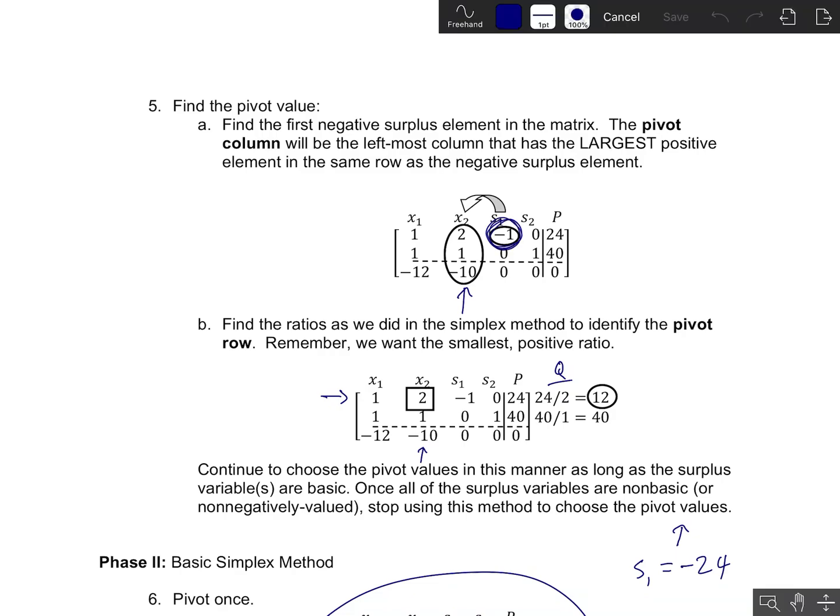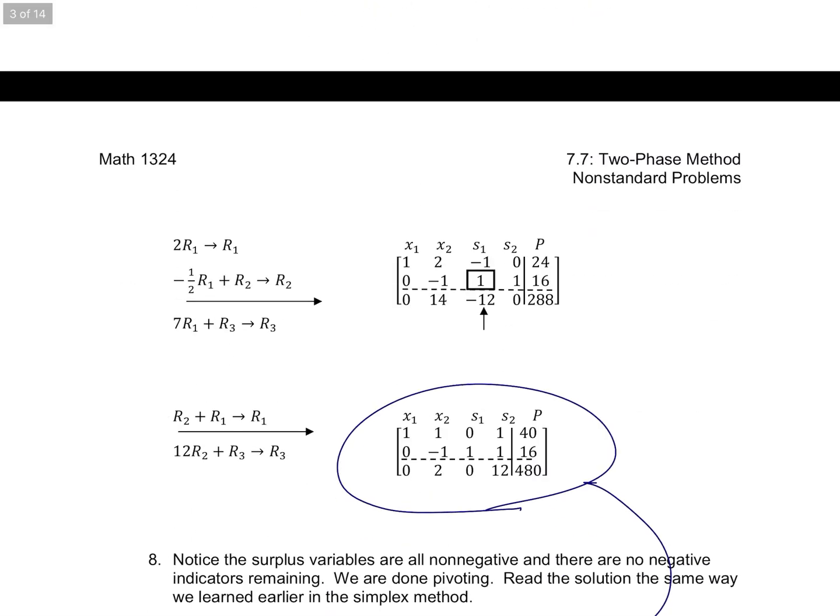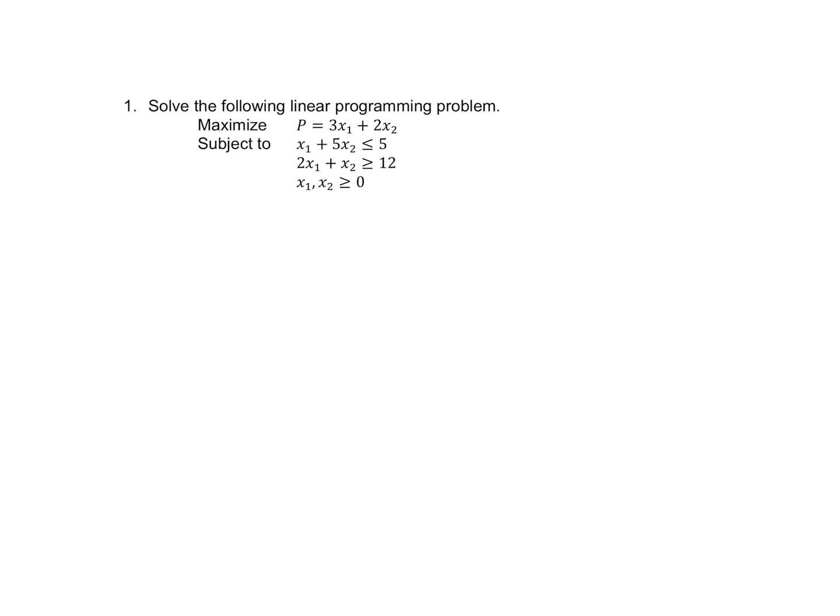To find the pivot column, you always start with the -1 that you're trying to eliminate, and you look to its left to find the largest positive value. The largest positive value to the left of that -1 that you're trying to fix will tell you what your pivot column has to be. So we'll do an example of that here immediately.